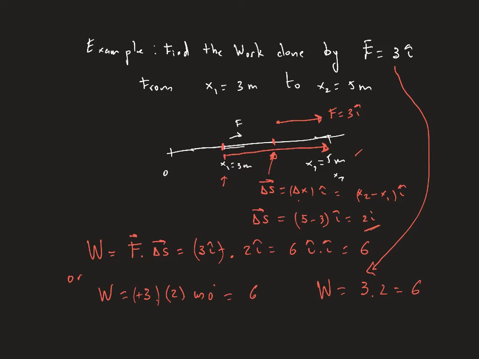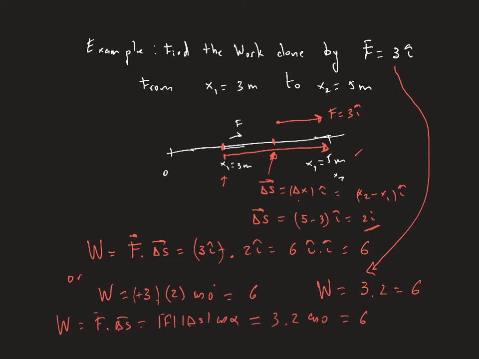The other way to do it, because the work is F dot delta S, the dot product, is the magnitude of F by the magnitude of delta S by the cosine of the angle that F forms with delta S. The other way to do it is in this way: the magnitude of F, 3, the magnitude of delta S, 2, the cosine of the angle, cosine of 0.